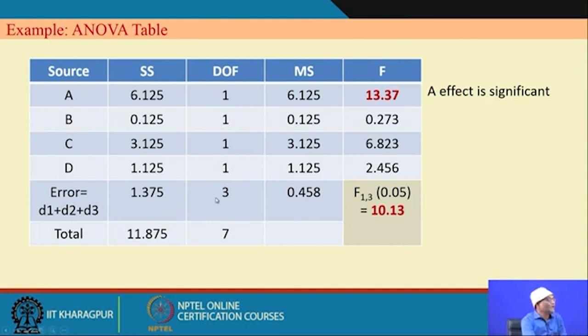Now, using the traditional ANOVA procedure, find out the mean square, which is sum of squares divided by degrees of freedom, and your MSE is 0.458. Then find out the F value, which is the MS of that effect divided by MS error. For A it is 6.125 divided by 0.458, which is 13.37. In this manner the F values are computed. From the theoretical value using alpha equal to 0.05, F(1,3) is 10.13. If you see the F values for all 4 main effects, only the F value for main effect A is more than the theoretical value. So, effect A is significant and the other effects are not significant.